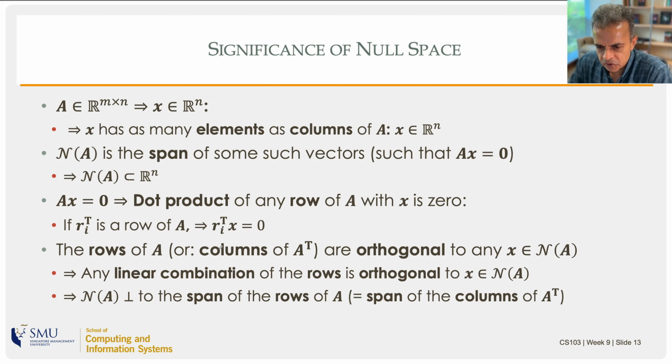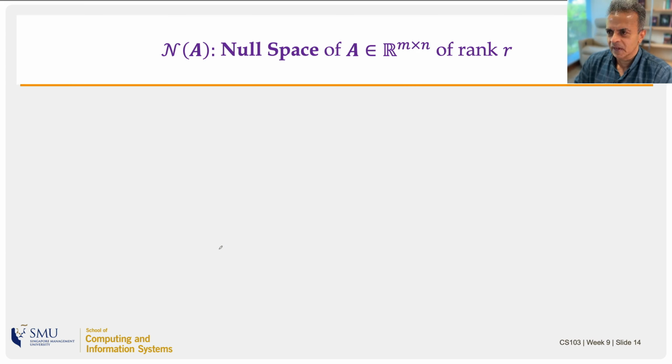That is interesting. So the rows of A are orthogonal to any vector that is a member of the null space. Rows of A are of course the columns of A transpose. Any linear combination of the rows of A also will be orthogonal to the null space, because that is how linearity works. So the null space really is orthogonal to the span of the rows of A, meaning the span of the columns of A transpose. And that span is what we're going to call the row space very soon. But before doing that, let's look at the null space in a slightly more formal fashion.